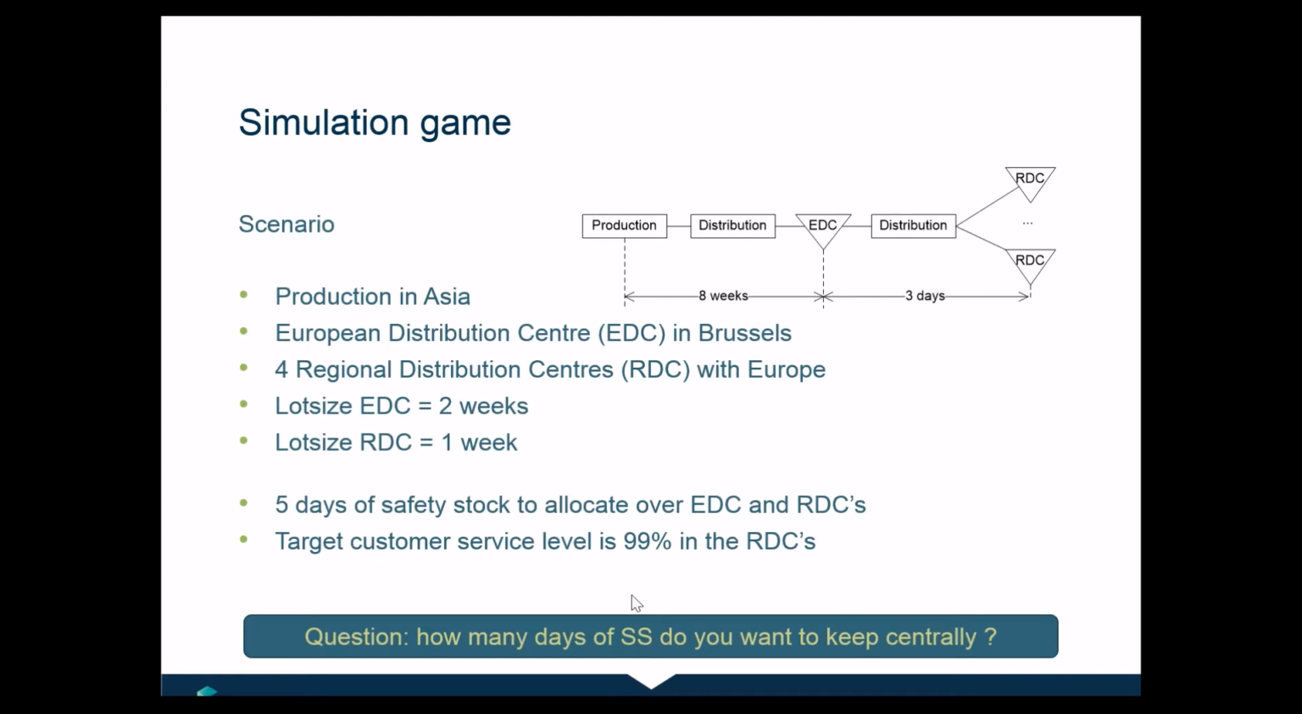And the question, I want to do a little poll here. The question I want you to answer is, how many days of safety stock do you want to keep centrally? Just to give an example, it could be that you say, okay, I want to keep 2 days of safety stock at the central DC. That will imply that you put 3 days of safety stock in the regional DC. If you say, I want to keep 4 days of safety stock at the central DC, it will allow you to put 1 day of safety stock in the regional DC. And the question we want you to answer is, how many of the 5 days do you want to keep centrally? And Cedric will start the poll now.